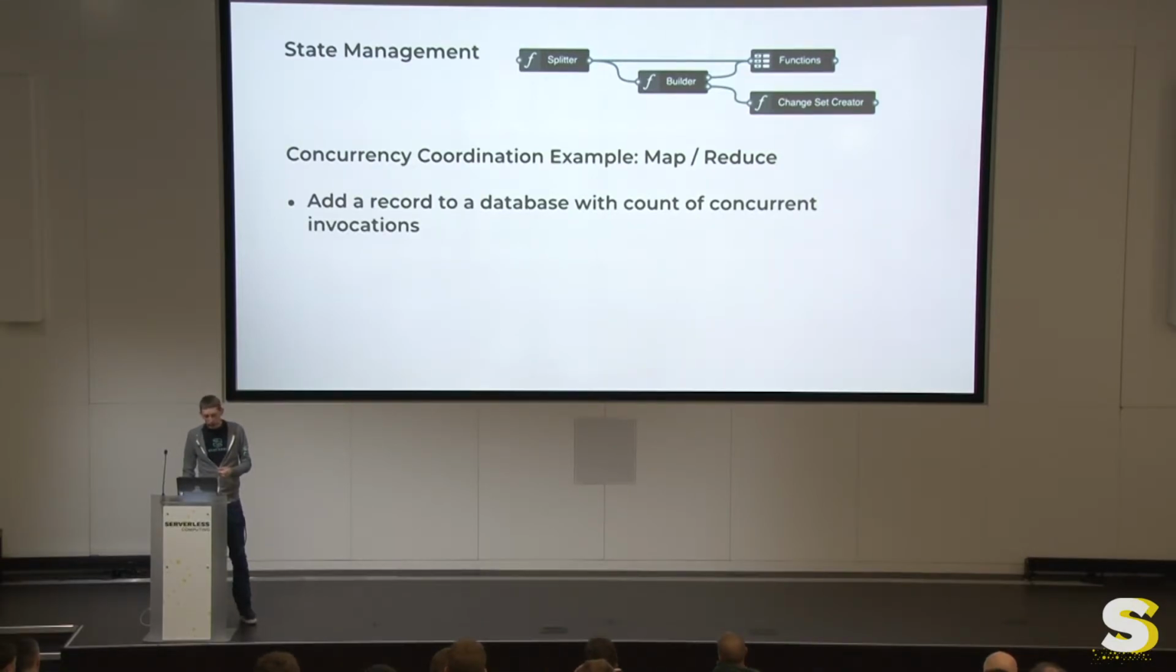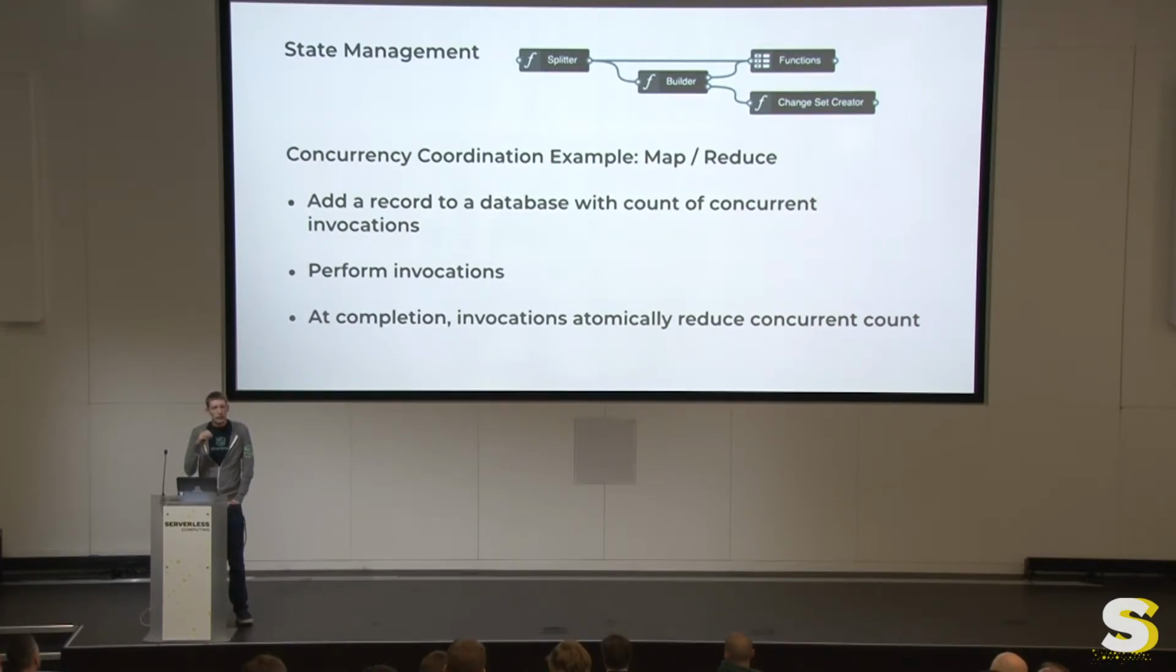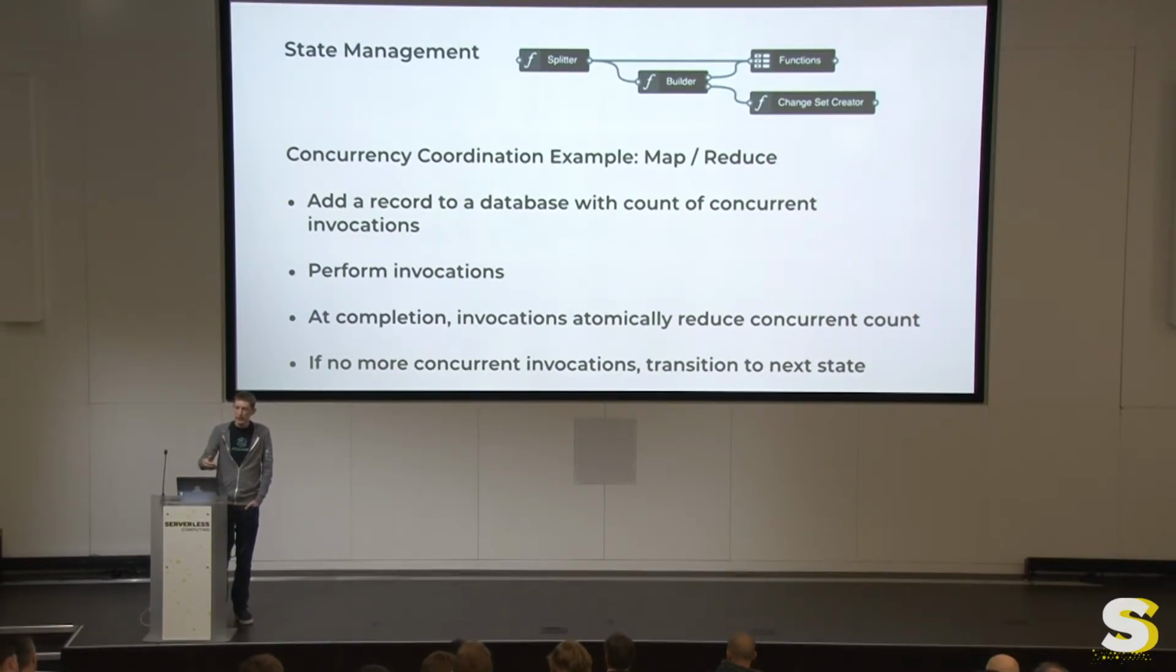So what we can do here is our splitter function can add a record to a DynamoDB table, a database, with a count of the number of concurrent invocations that we're going to invoke of the builder. So we're going to say we've got 5 builder invocations. We're going to perform those invocations, and at the end, we're going to atomically reduce that count in the database. So going 5, 4, 3, 2, 1. Finally, the last builder completes, and it gets down to 0. Once we get to 0, we, as the builder function, know we can transition to the next state.